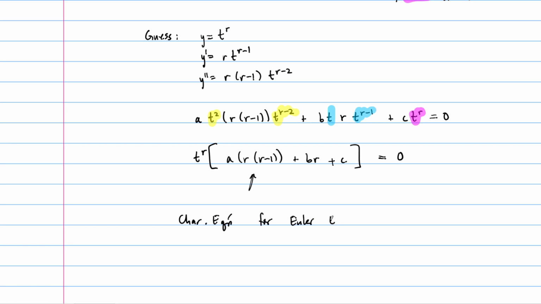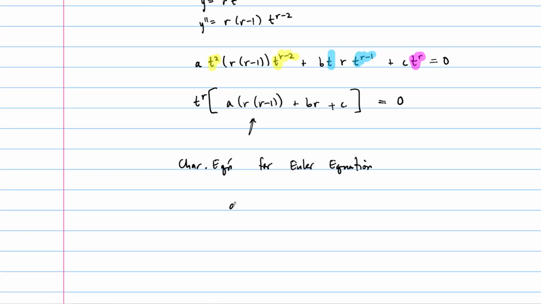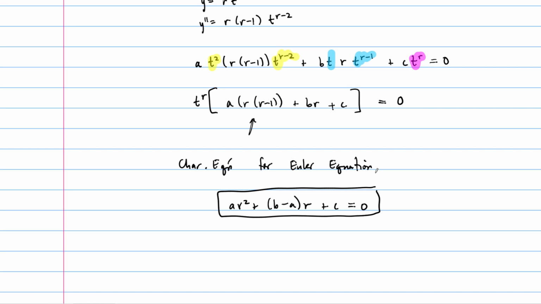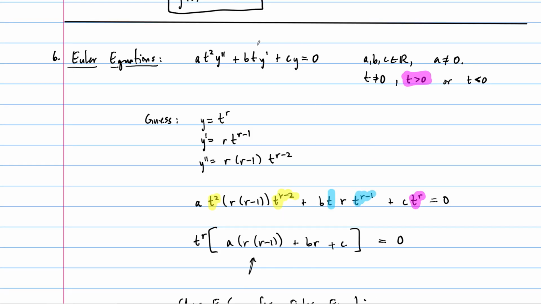All right, so for Euler equations, the characteristic equation is a little bit different than it was up above. So let's look. This is going to be a r squared plus b minus a. If you multiply this out, this is r squared minus r, right? So a r squared minus a r plus b r. So this becomes a r squared plus b minus a times r plus c equals 0. And this is the characteristic equation now for an Euler equation, which is given of this form.